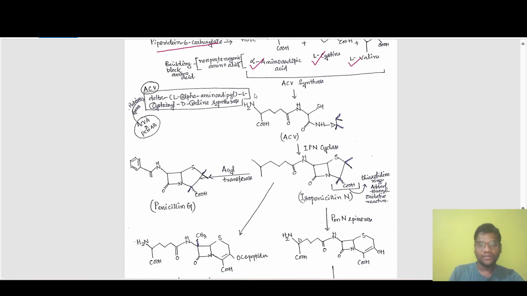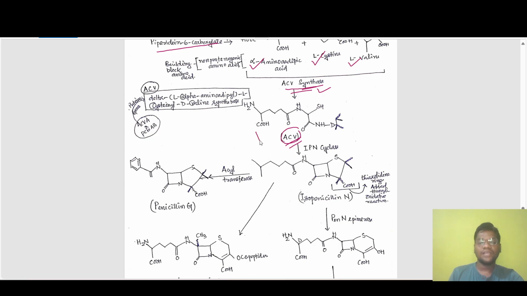So altogether, these three components will combine to form the ACV complex. This ACV complex means delta-L-alpha-aminoadipoyl-L-cysteinyl-D-valine. Okay, this is ACV, and the enzyme which is involved in the synthesis of this ACV compound is ACV synthetase. Simply, as ACV is being synthesized, that's why the enzyme is named ACV synthetase.